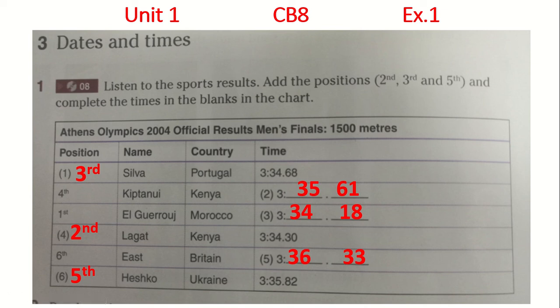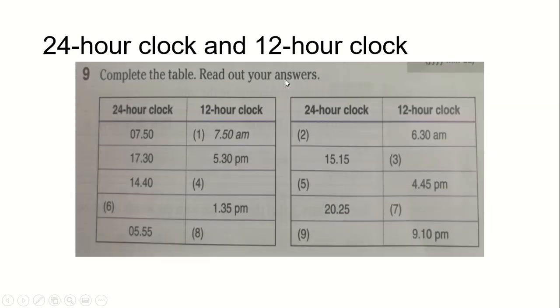Thank you so much. So we have now achieved our first objective for this lesson, which is listening for details. We listened to the audio recording and got some information from it. Okay, now let's move to the 24-hour clock and 12-hour clock. Sometimes in your watch, or in any watch or clock, you see that after 1 p.m. it becomes 13, 14, and so on. So what we need to do here is to complete the table, read out your answers.